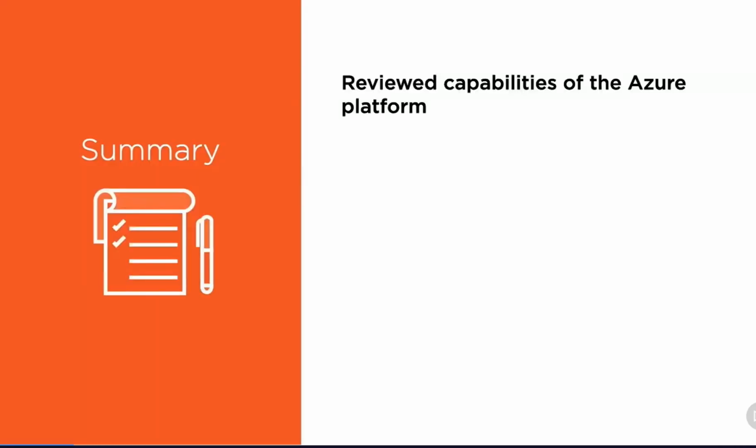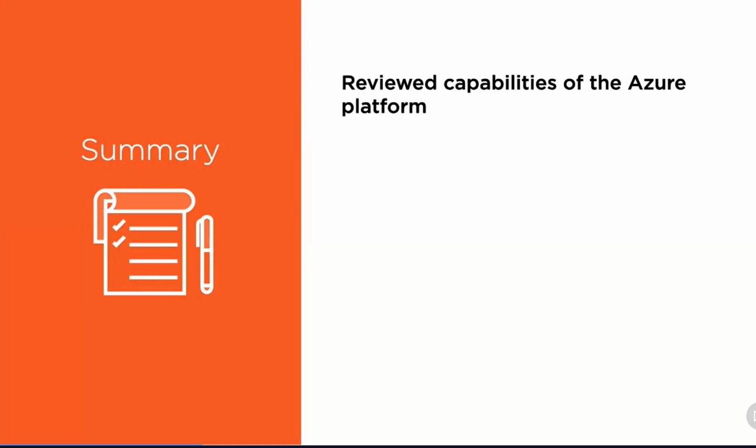So we've covered quite a bit here within this initial module. So before we go any deeper, let's take a minute and look back at what we've covered. So first, we reviewed the capabilities of the Azure platform. We began to look at some of the different categories of services that are available, from storage to compute to databases to AI and machine learning to DevOps into the Internet of Things.